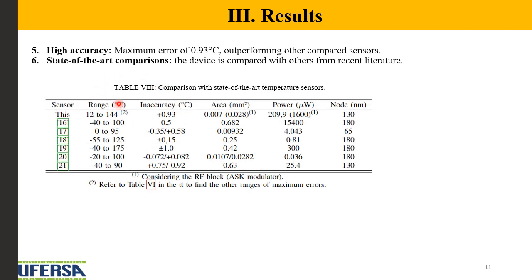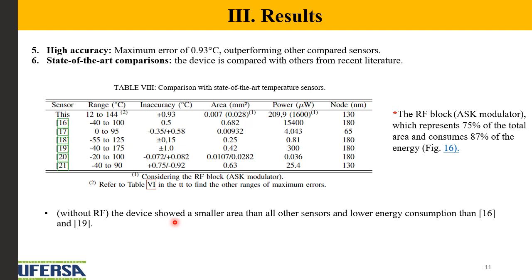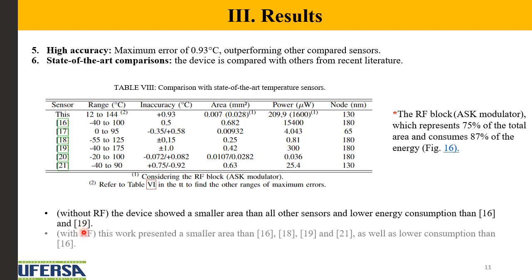This table shows the comparison of this paper with other temperature sensors found in the state of the art. So all these sensors have just the analog and the digital blocks. So this paper has the RF block also. So the RF block, the ASK modulator, represents 75% of the total area and consumes 87% of the total energy. Without the RF block, the device showed a smaller area than all the other sensors and lower energy consumption than 16 and 19. And with the RF block, this work presented a smaller area than 16, 18, 19, and 21, as well as lower consumption than 16.